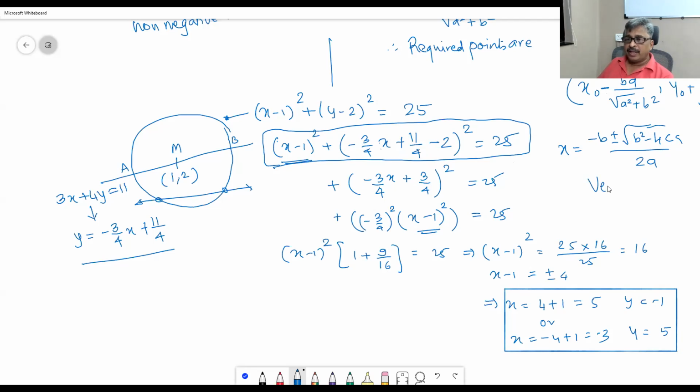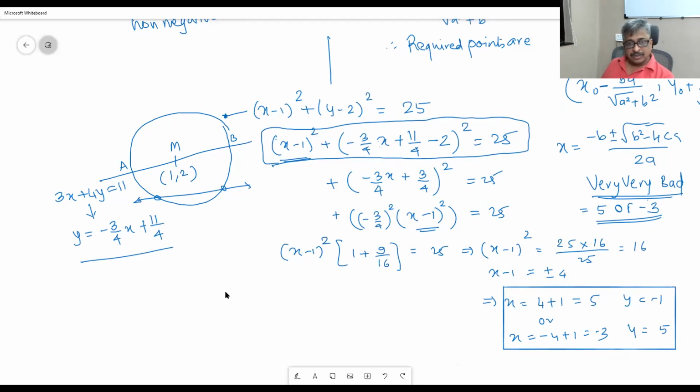Very, very bad. But if you are careful and keep doing calculations otherwise also, not using this trick, then if your calculations are error free, then this x is going to be 5 or minus 3. Okay, I hope I have answered every question. Let us use the formula to solve some more numericals so that you understand and remember the formula.